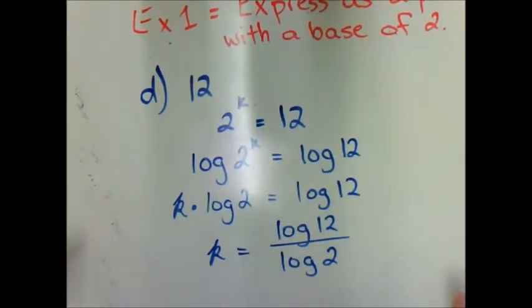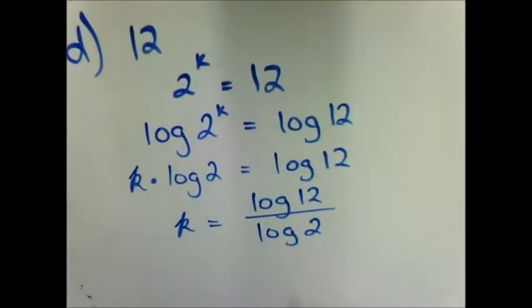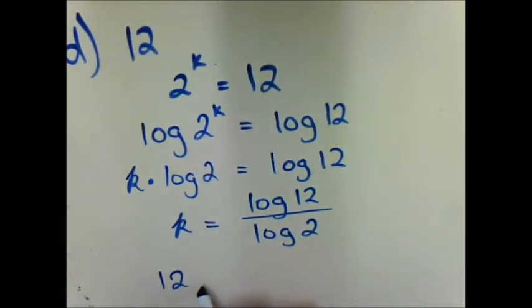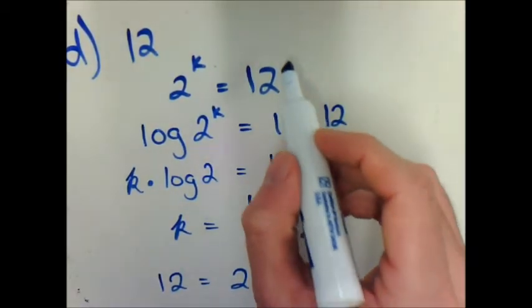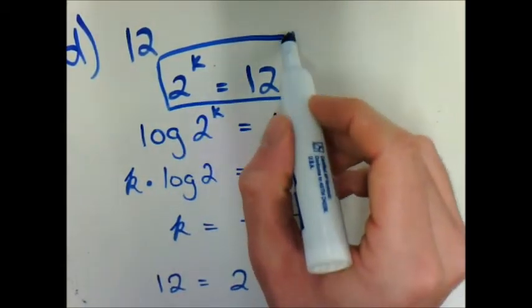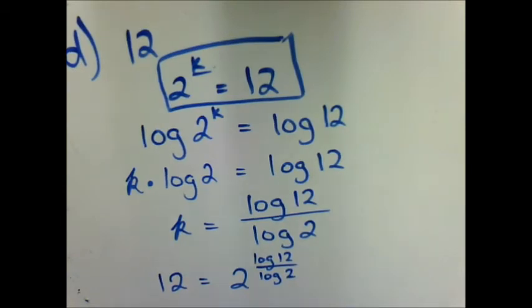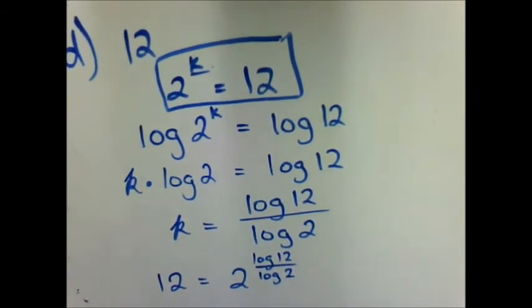So if k equals the log of 12 over the log of 2, then 12 can be expressed as 2 to the power of the log of 12 over the log of 2. So we're just using this guy right here and subbing in what we know about k. And now we have expressed 12 as a power with a base of 2.